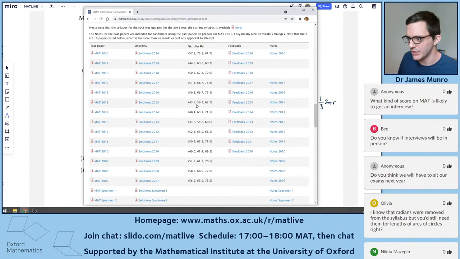What did people score on average? Out of the people we shortlisted, what did they score? And out of the people we made offers to, after we'd seen their interviews as well, what were the scores there? So for example, last year, people scored about 57.9, and a good score was about 75.2, because that's the average of people we shortlisted.